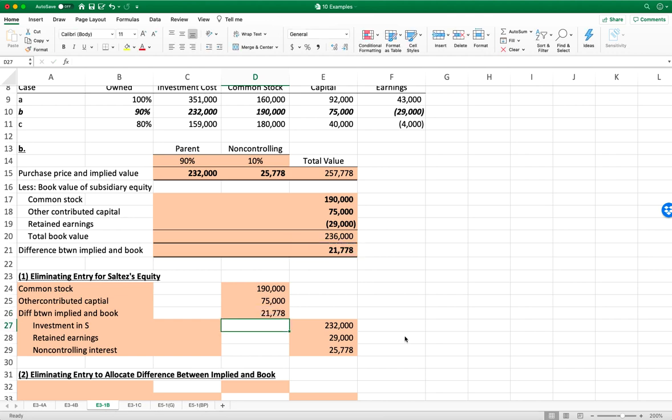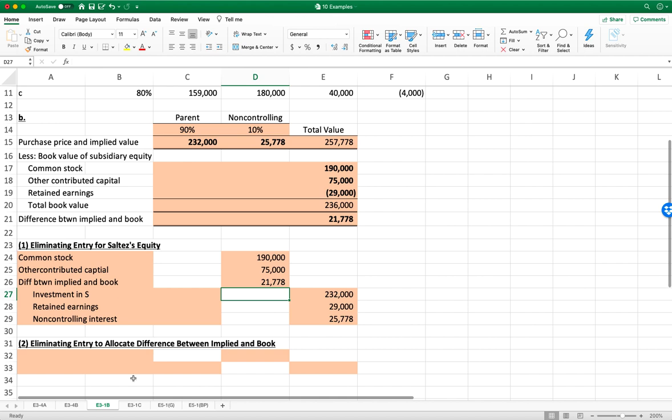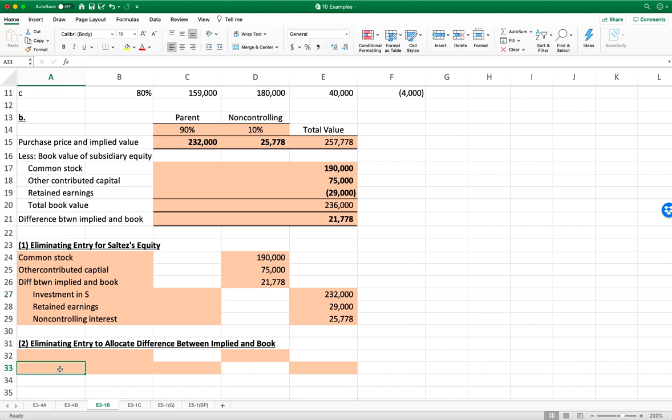Now remember, we're not done because difference between implied and book can't stay on our balance sheet. So we're going to turn around and undo it. I know this seems a little silly at the moment, but I swear I have a reason, and we will get to it eventually. We're going to allocate it someplace more permanent. In this case, they told us that that entire difference is due to goodwill. So we're going to create an asset account called goodwill for $21,778.